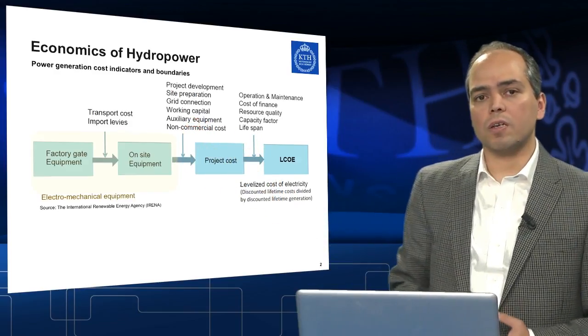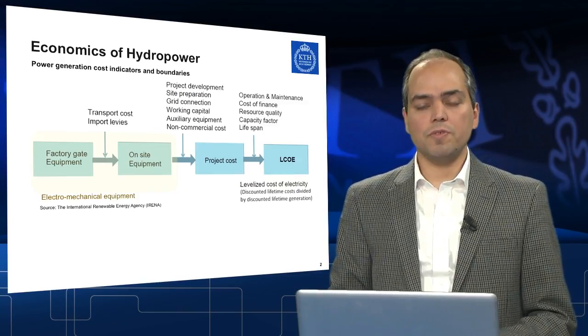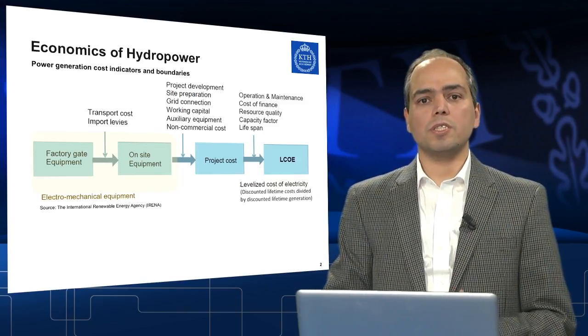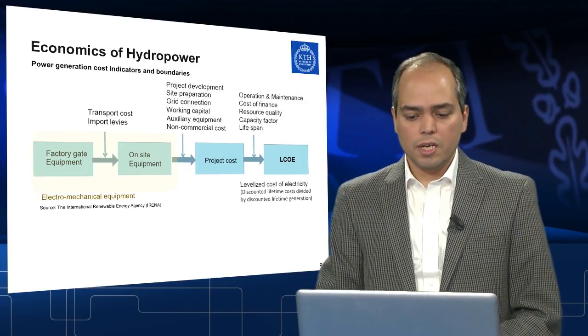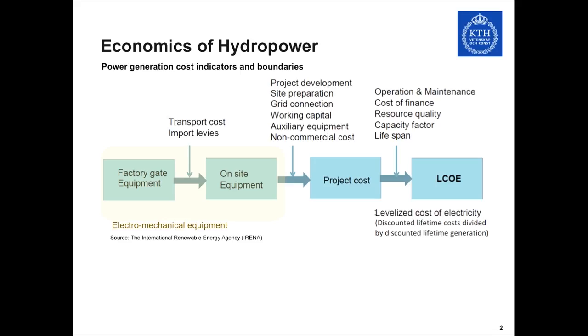And this project cost consists of different items such as project development cost, site preparation, grid connection, auxiliary equipment, as we discussed before, and also some non-commercial costs that are involved in construction of infrastructures. So at the end of the project cost, then it's the start of the project.